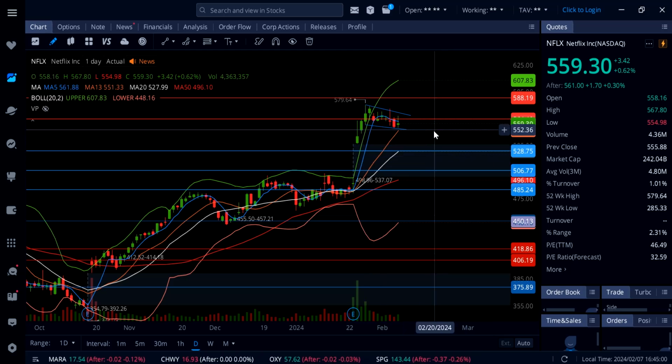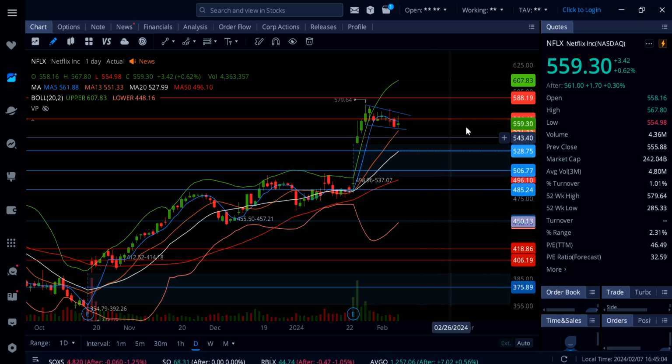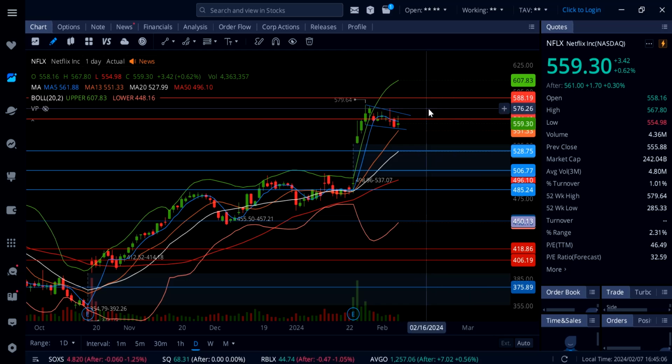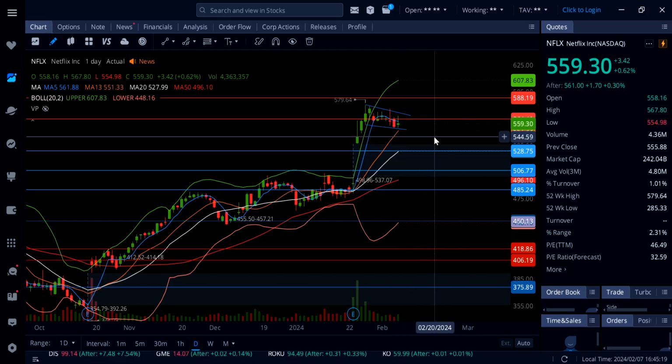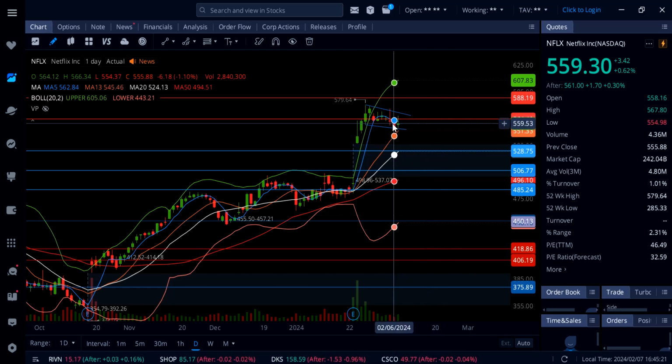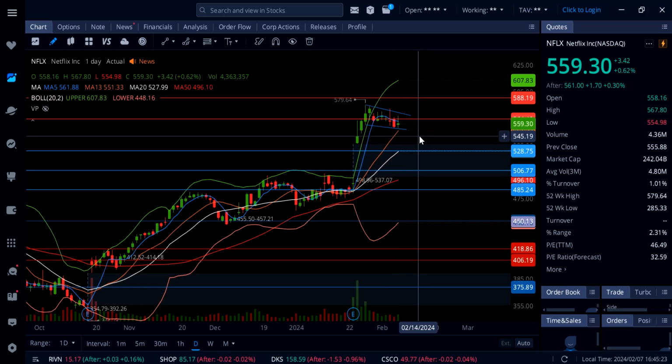This thing needs a breakout, and not only above 564, it needs to get above this high right here, and that is at 576, and then we could see a move up to 588 to even 600, and the Bollinger Band already expanded all the way up to almost 608. So if this thing gets that breakout from this bull flag, yes, we could see a big run all the way up to 600 plus on Netflix.